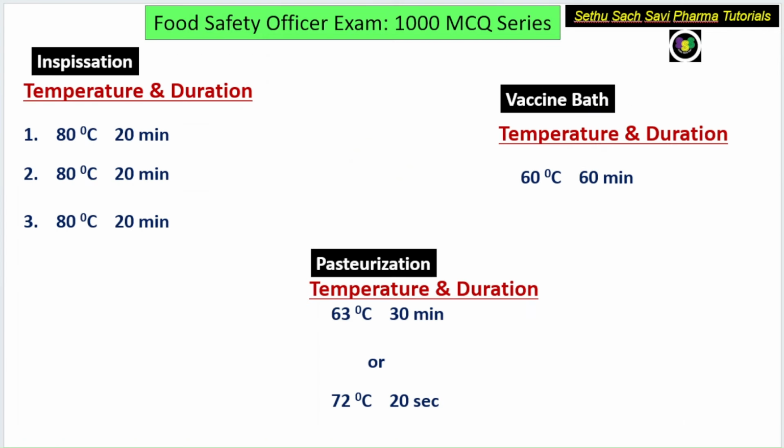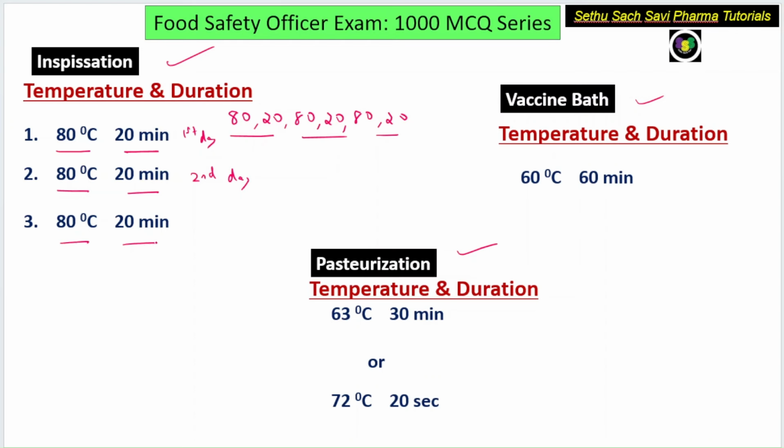Now let's come to the less than 100 degrees. Inspissation, pasteurization, vaccine bath are done at less than 100 degrees Celsius. Now inspissation, you can remember 80, 20. What does it mean? 80 degrees Celsius for 20 minutes on the first day. Again 80 degrees Celsius for 20 minutes on the second day. Again 80 degrees Celsius for 20 minutes on the third day. So that means for three consecutive days you need to sterilize it using 80 degrees Celsius for 20 minutes. And that is called inspissation.